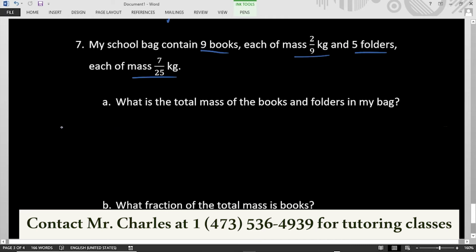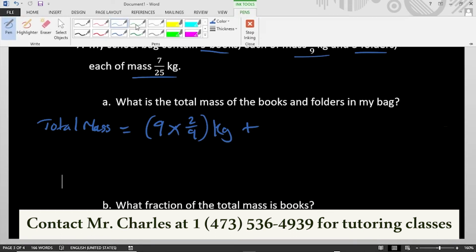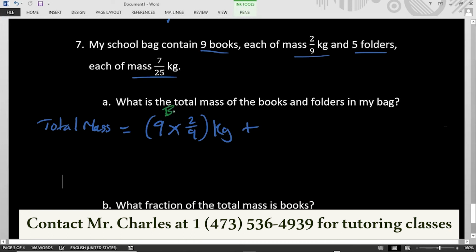So we'd say the total mass equals, open bracket, 9 times 2 over 9 kilograms, close bracket, plus, well, this first bracket would be for the books, and then the second bracket would be for the folders.